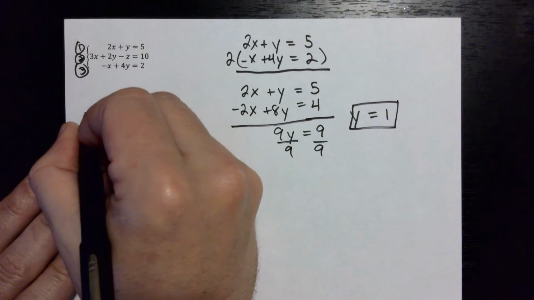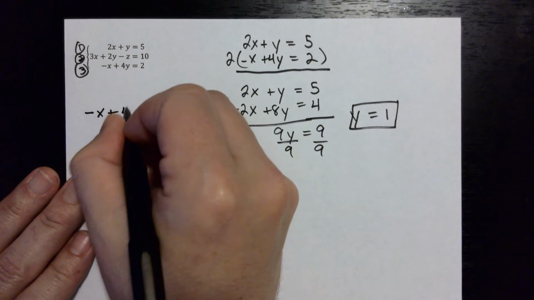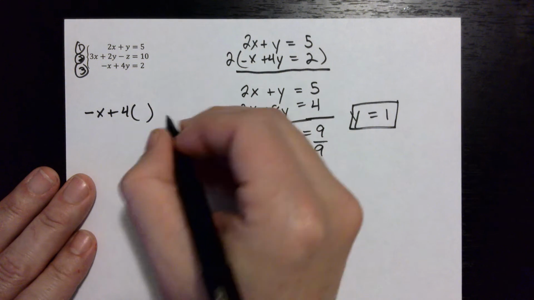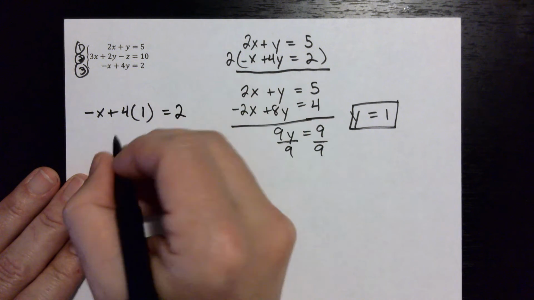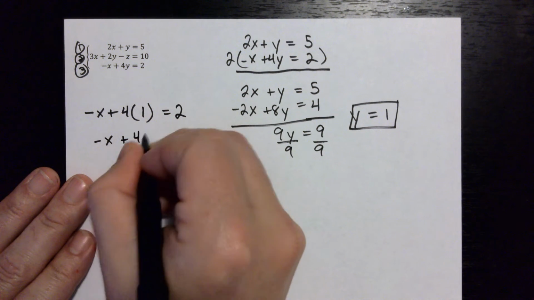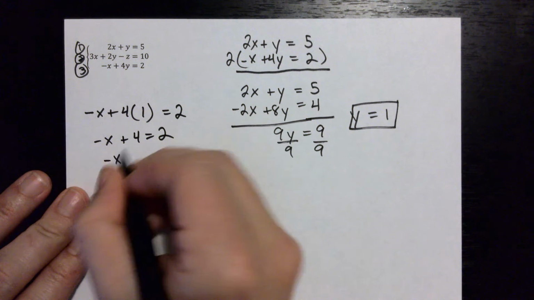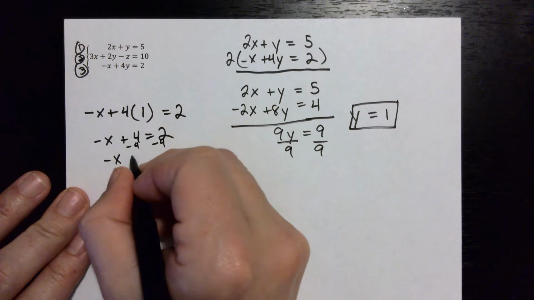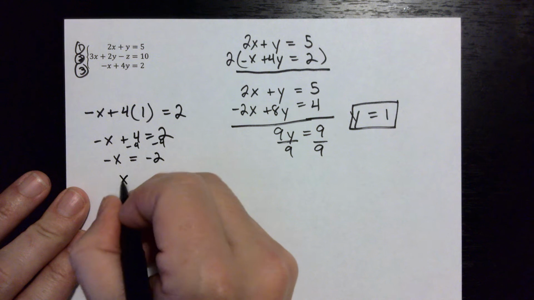So the third one is negative x plus 4y, but instead of a y, I'm going to put 1, equals 2. So negative x plus 4 equals 2. Negative x, if I subtract 4 from both sides, equals negative 2. So x equals 2.